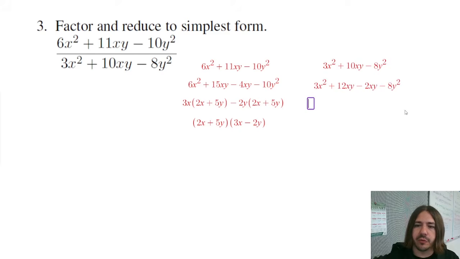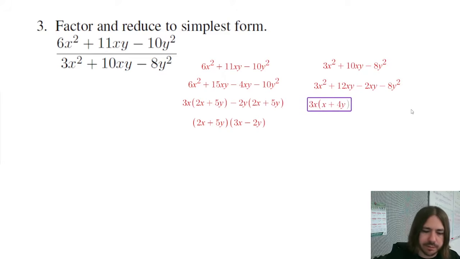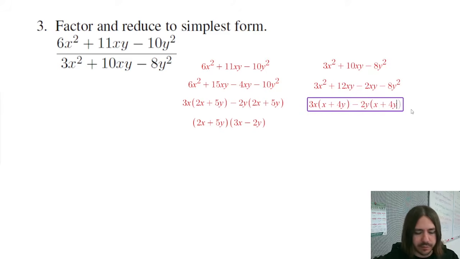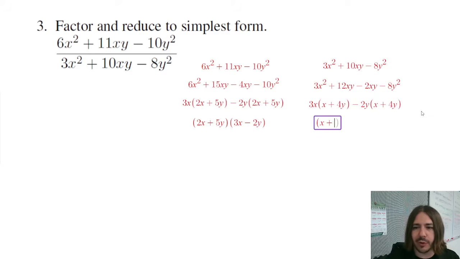Just like with the numerator, I'm going to factor out the GCF out of each group. In this case, it would be 3x, leaving me with x plus 4y, and negative 2y, which leaves me with, again, x plus 4y. Just like with the last one, since I've got the same thing in both of these sets of parentheses, that's my indication that everything's going well. So that is going to be one of my factors, x plus 4y, and the other one will be 3x minus 2y.